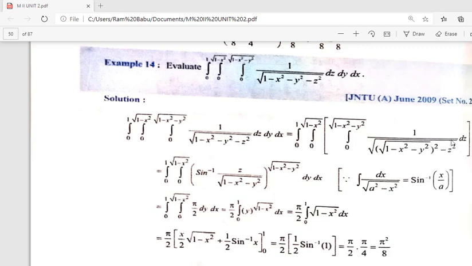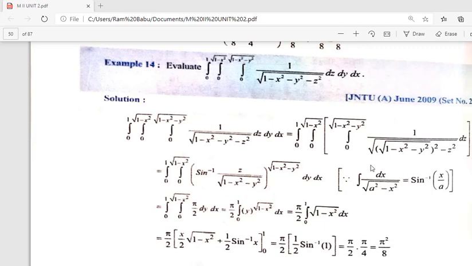Okay, 1 by root of the inner root of 1 minus x square minus y square whole square minus z square. Therefore, clearly it is of the form 1 by root of a square minus x square. Okay, integral dx by root of a square minus x square. Here a is root of 1 minus x square minus y square and x is z.